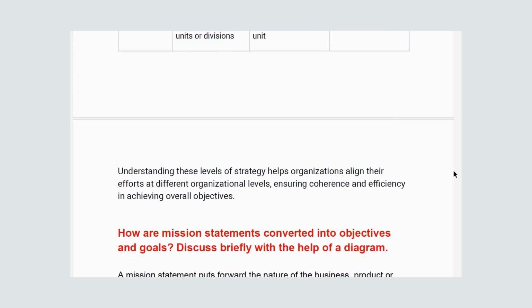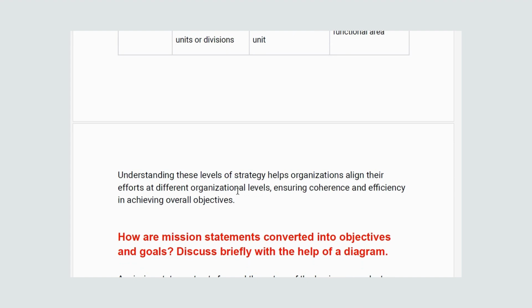Okay, the next question is: how are mission statements converted into objectives and goals? Discuss briefly with the help of a diagram.